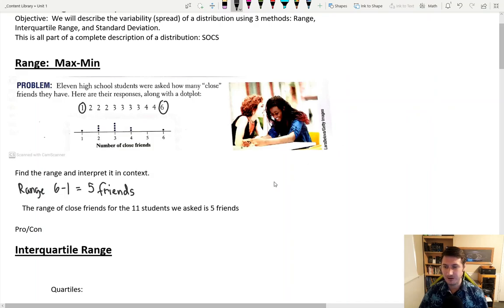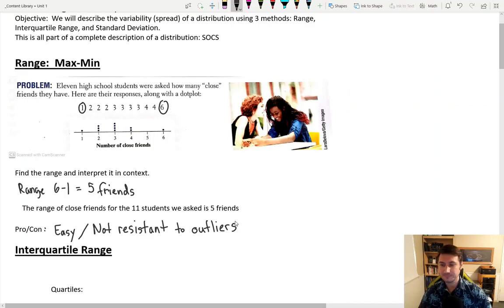Now, the pros and cons for the range. There is one main con for the range. I mean, the pro is that it's easy to find. You just take the biggest and subtract the smallest, so it's easy. That's your pro. But the con is it is not resistant. We've talked about resistance a little bit. It is not resistant, meaning outliers affect it a lot. Not resistant to outliers.